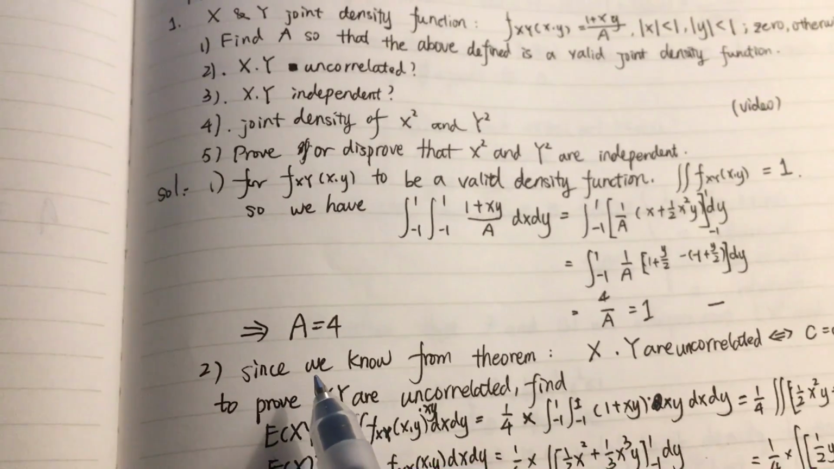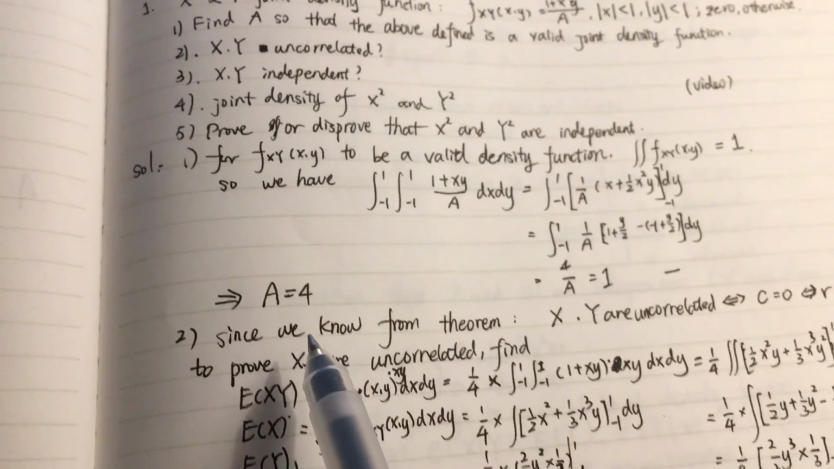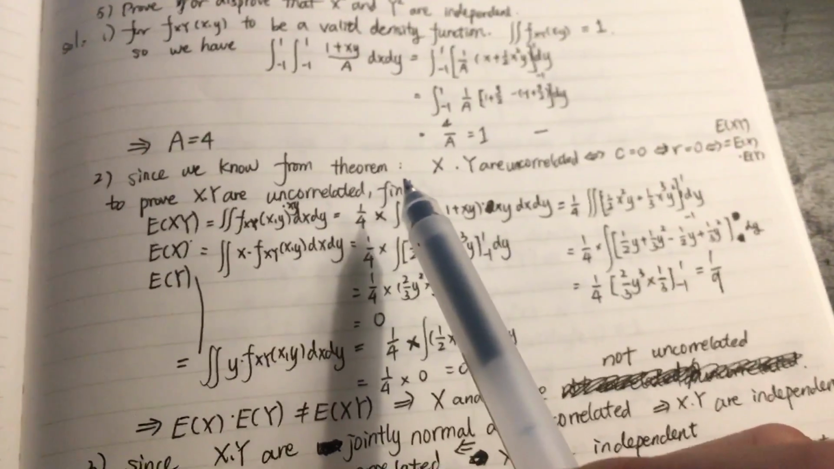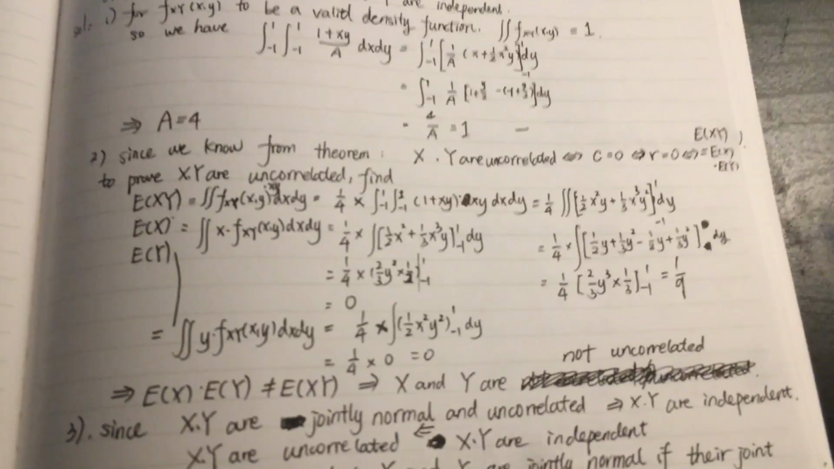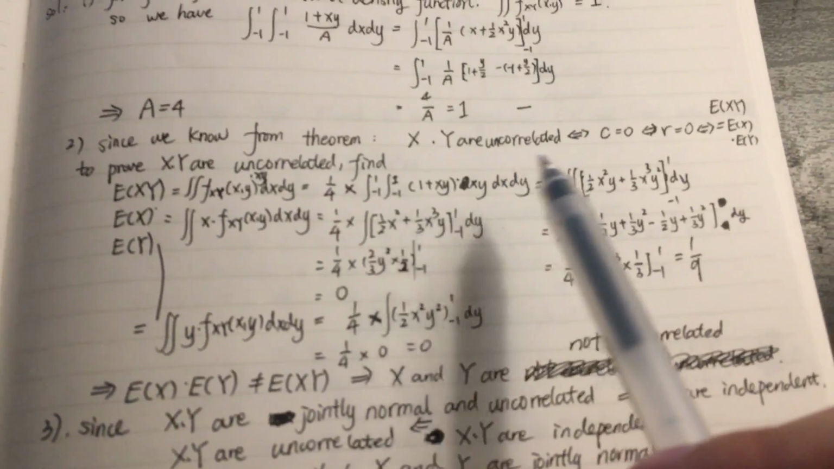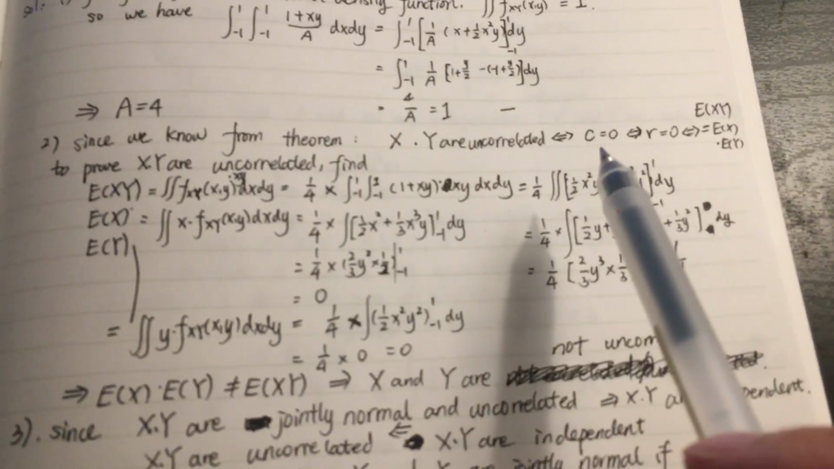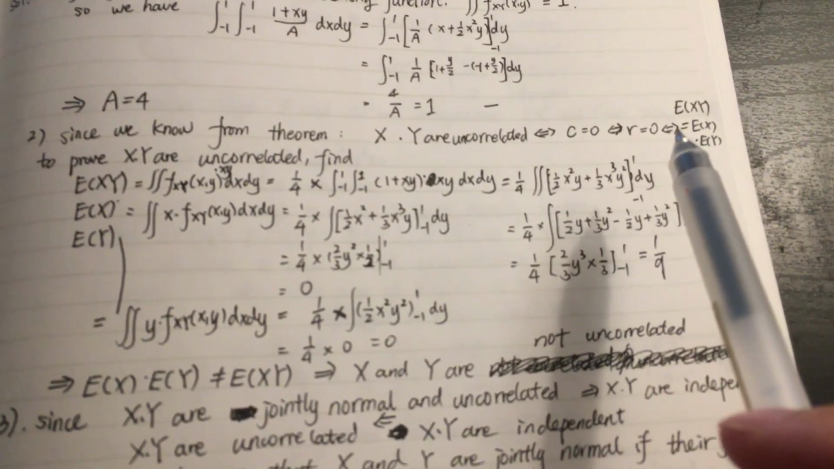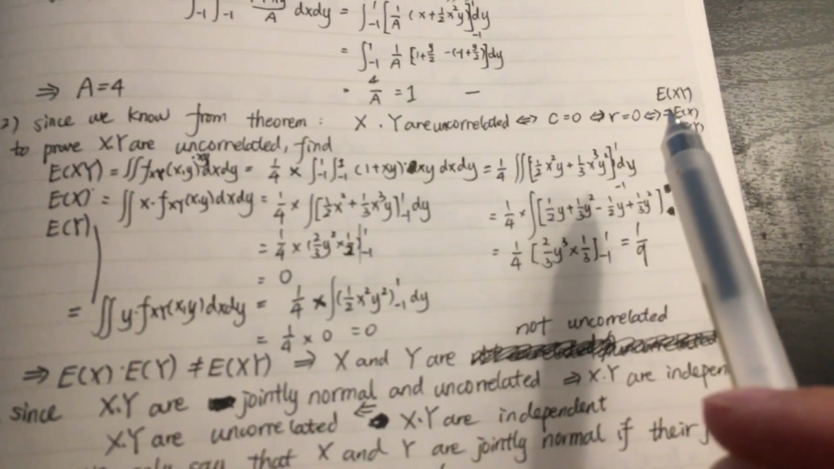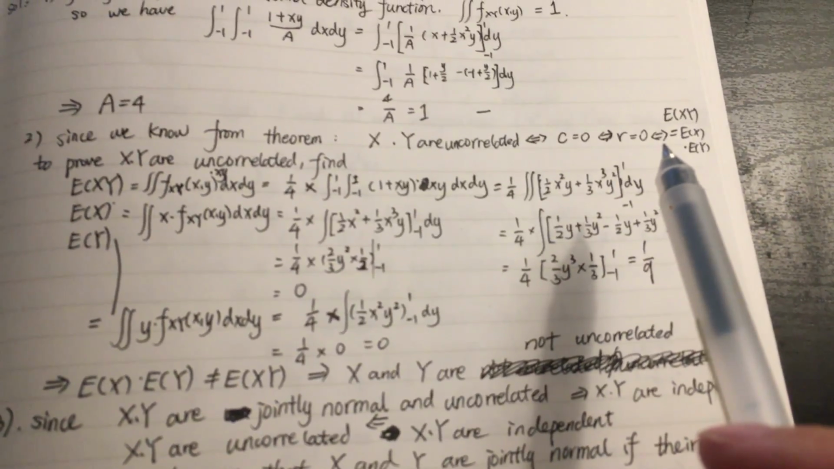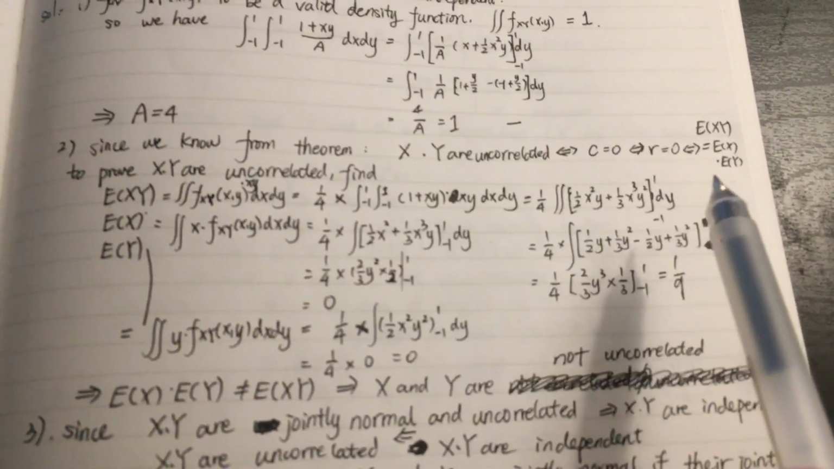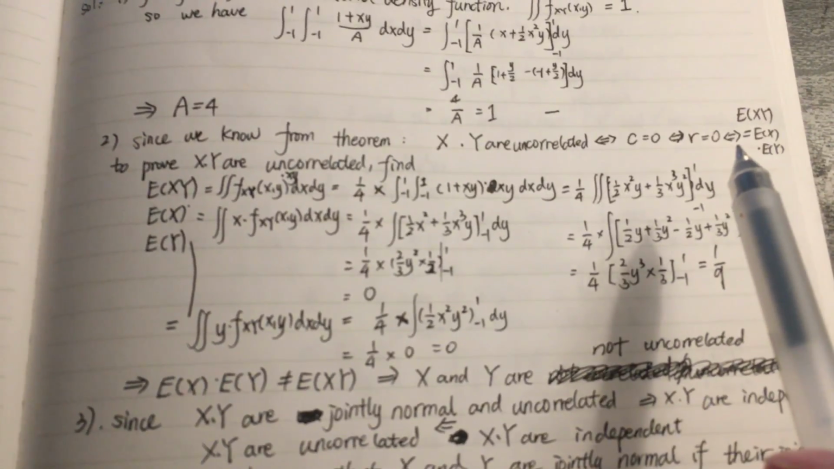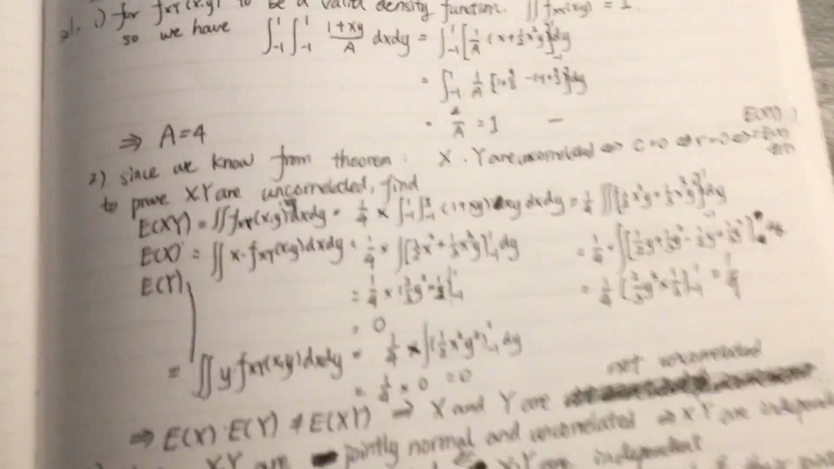For the second question, we are to find whether X and Y are uncorrelated. We have concluded from the course lectures that X and Y are uncorrelated if and only if the covariance of X and Y is equal to 0, or the value of E[XY] is equal to E[X] times E[Y]. If we can find this equation, we can directly prove that X and Y are uncorrelated. So we try to find the values of these expressions.